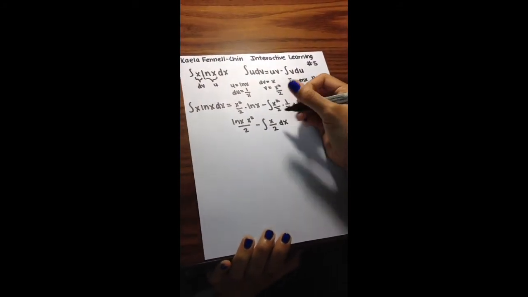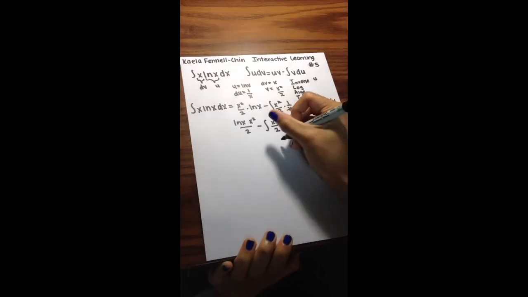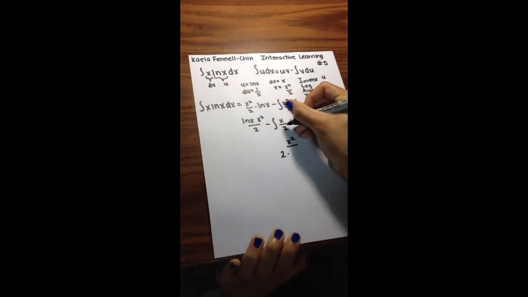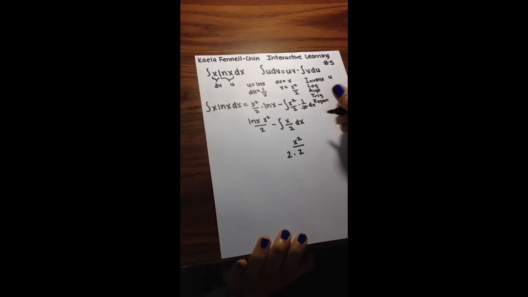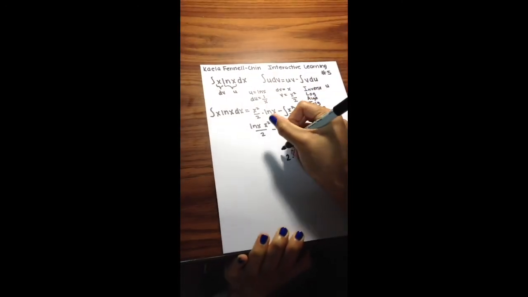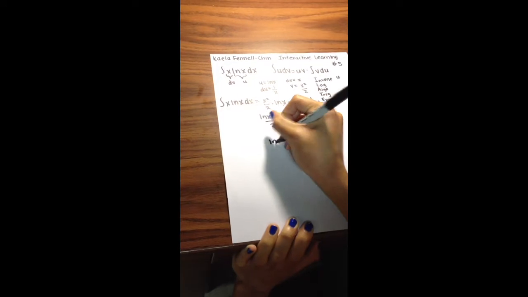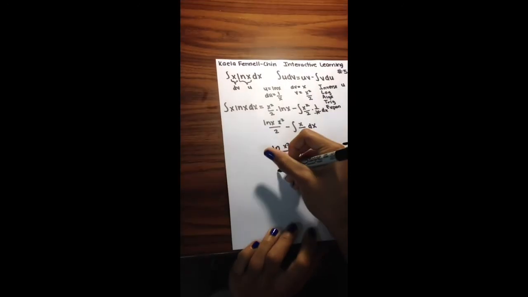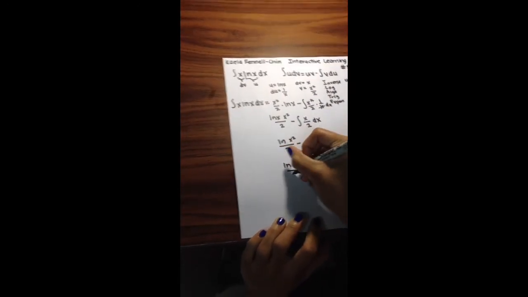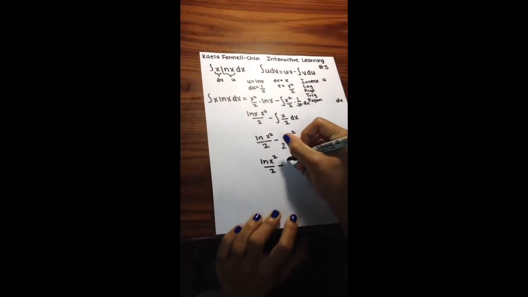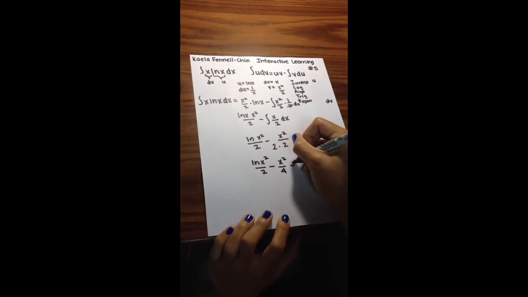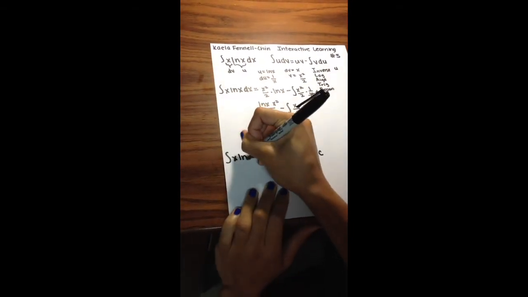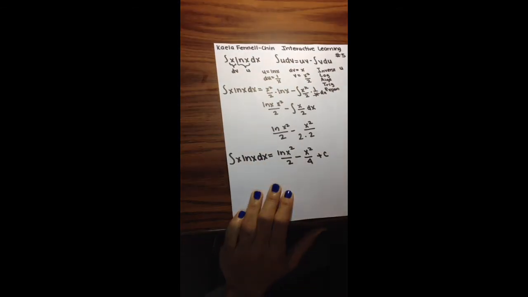So to take the integral, you're going to add 1 and then divide by n plus 1. So we're going to have x squared over 2 times, bring down the 2. So then the dx goes away because you're taking the integral. So you just bring the rest of this down. So now what we have is x squared ln x over 2 minus x squared over 4 plus c, which is equal to the integral of x ln x dx. So this is your final answer.